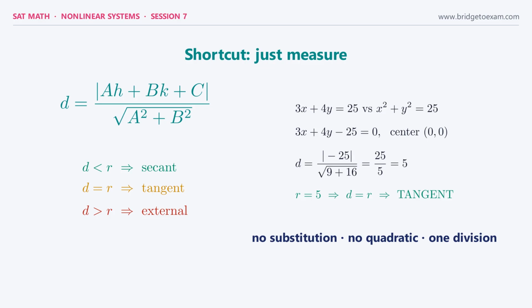Let's use it. Is 3x plus 4y equals 25 tangent to x squared plus y squared equals 25? The center is the origin, so the numerator is just the absolute value of negative 25, which is 25. The denominator is the root of 9 plus 16, which is 5. 25 over 5 is 5, and the radius is 5. Distance equals radius, so it's tangent. No substitution, no quadratic, no discriminant.